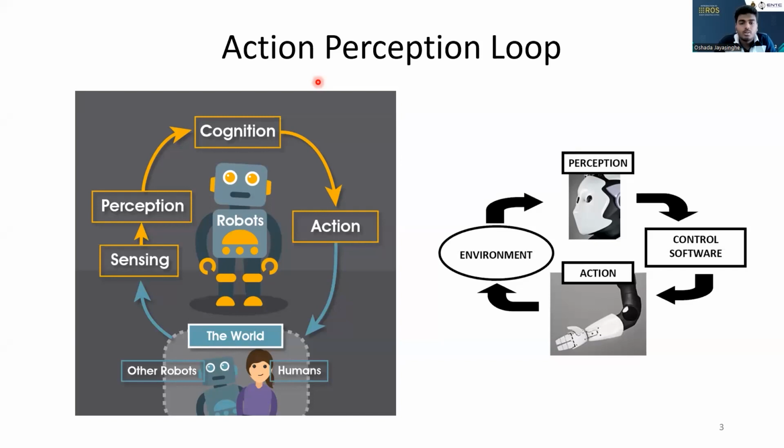So these three steps happen in a loop or a cycle. After executing an action, it will perceive again. So this is called the action perception loop.